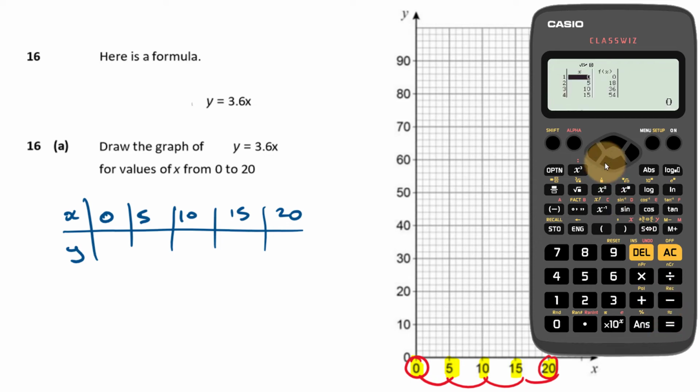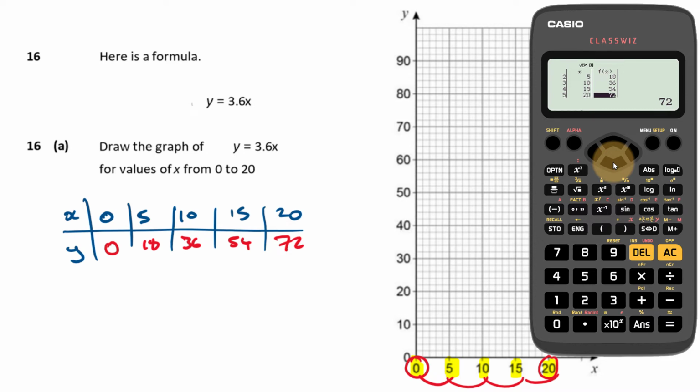In the first column it says x, and I've got 0, 5, 10, 15 and 20 down there, and in my f of x column I've got my y values. So when x is 0, y is 0. When x is 5, y is 18. When x is 10, y is 36. When x is 15, y is 54. And finally, when x is 20, y is 72.